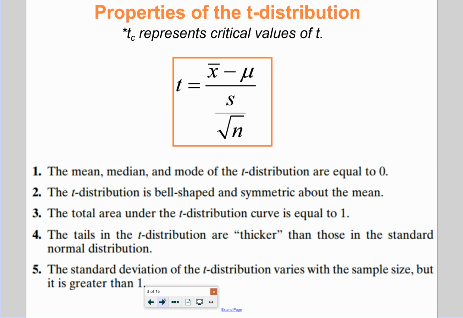The standard deviation varies with the sample size, but it's always going to be a number bigger than 1. We know that from our Z-scores as well. So a lot of similar properties with these. Abbreviate, bullet point, whatever you want for those.